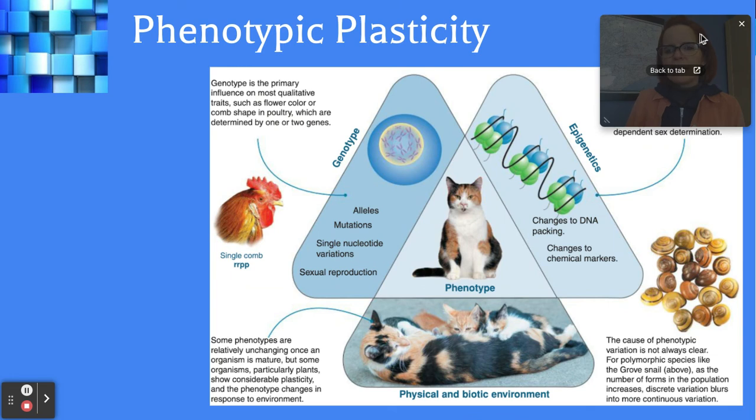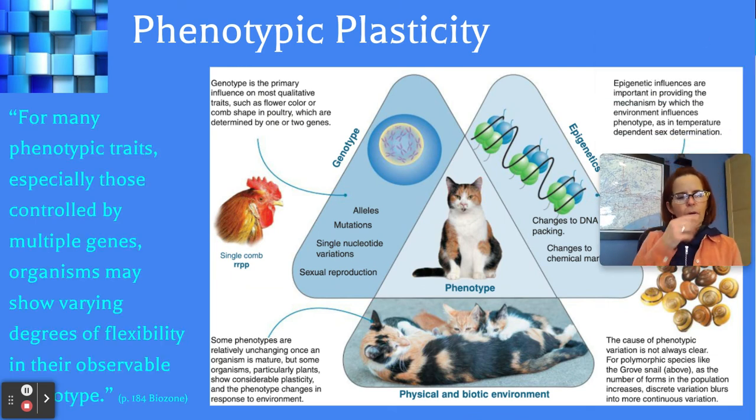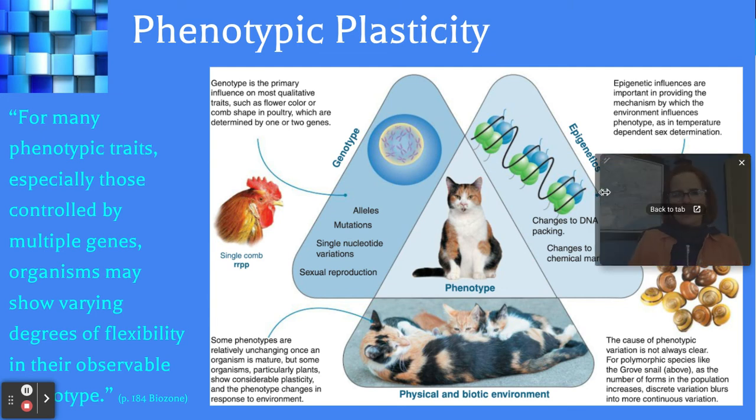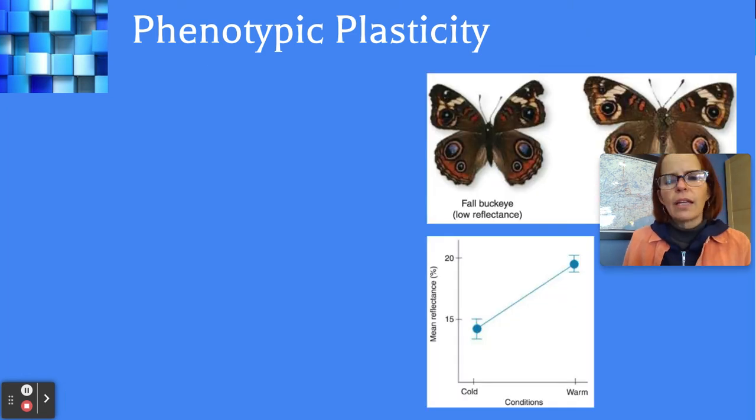And then phenotypic plasticity. I got this diagram straight from the Biozone ebook. I really like it. I've got a quote here. For many phenotypic traits, so what they look like, that kind of thing, especially those controlled by multiple genes, I'll come back to that, organisms may show varying degrees of flexibility in their observable phenotype. So all kinds of things, and this diagram is just showing some of the things that affect what the organism is going to look like. Anything from their genotype to their epigenetics to their environment. Those all are things that have an impact on their phenotype, what they look like.